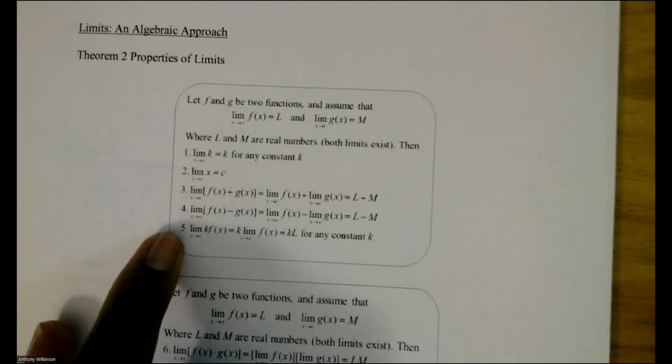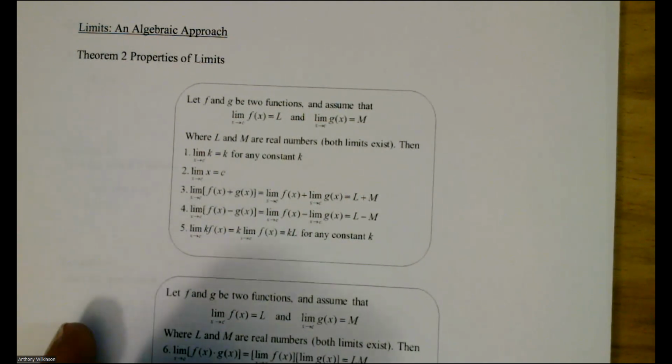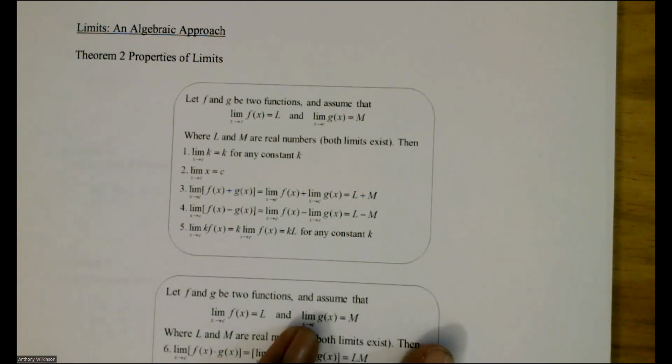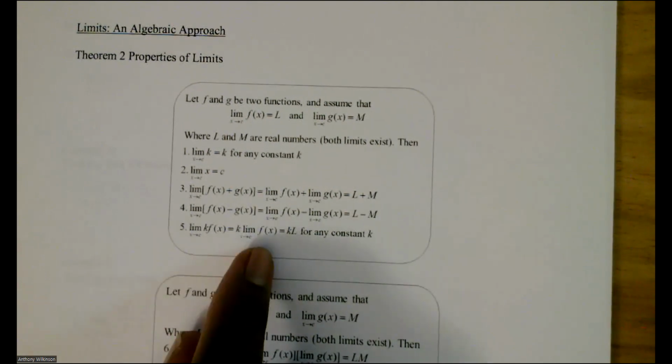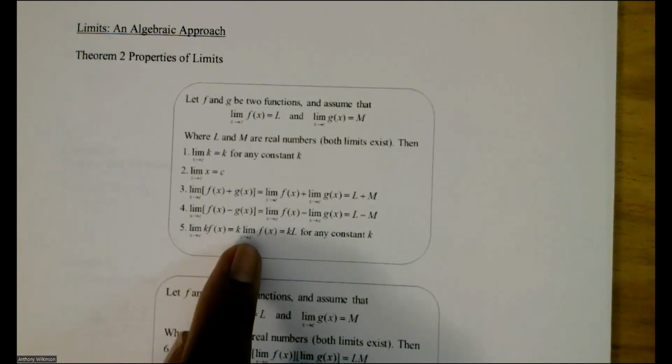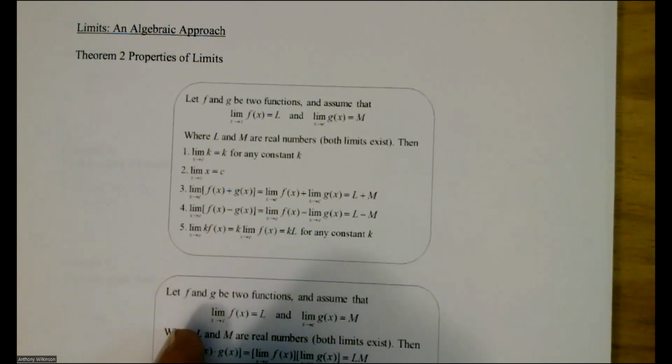And then number 5 is the limit as x approaches some constant of k times f of x, where k is a constant. Here we can pull the constant out in front of the limit, so it'll be k times the limit as x approaches that constant c of f of x, which will be equal to k times that limit for any constant k.